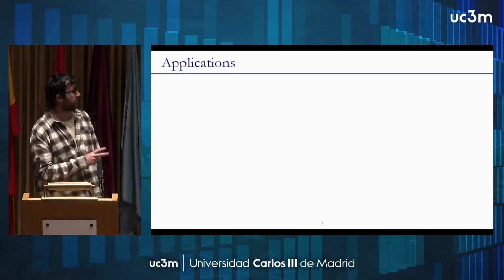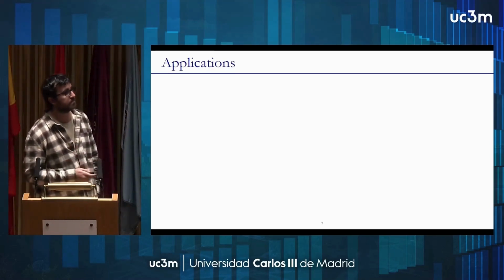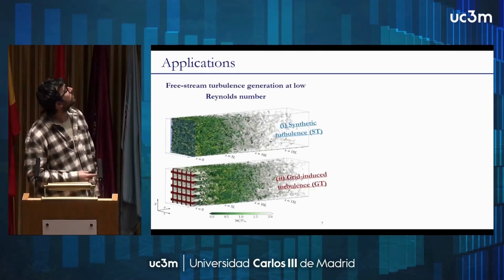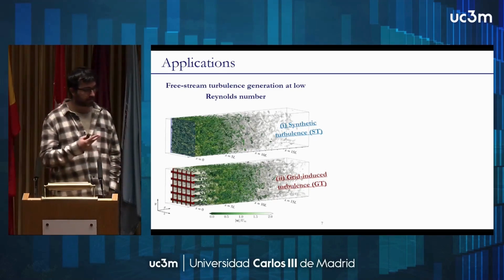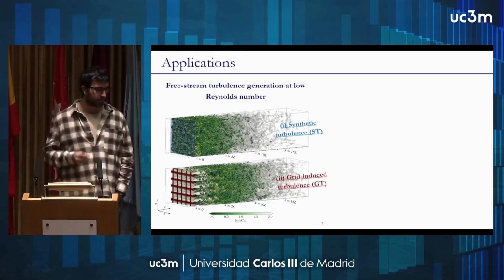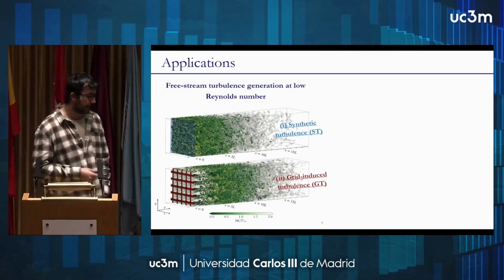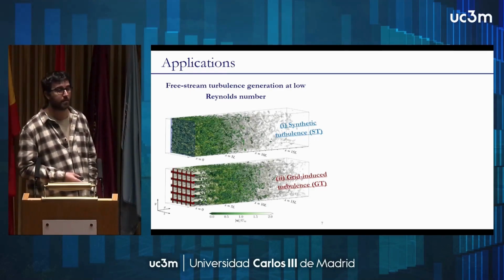For this, I'm gonna explain two applications. I'm not gonna give a lot of detail on them because I want to extend the last one a little bit more. The first application is the free stream turbulence generation at low Reynolds number, okay? And here basically we are comparing these two different approaches that I mentioned before, synthetic turbulence and grid-induced turbulence, okay? Basically I'm here just showing some instantaneous results, three-dimensional, okay?